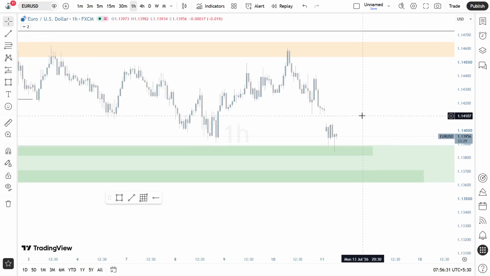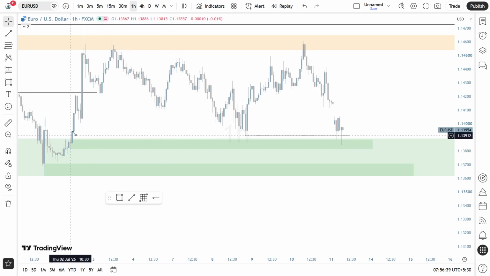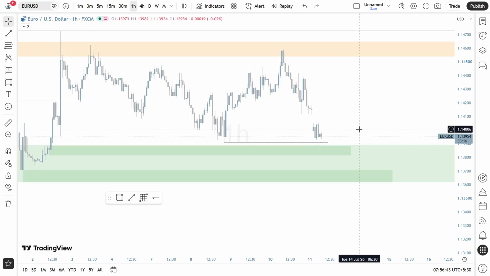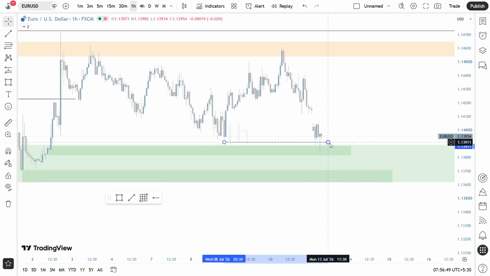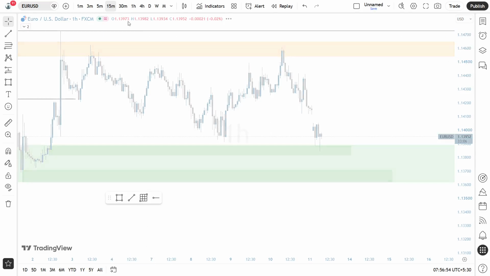As we move into the 1 hour, the price is reluctant to give a close above this low, and we are mitigating this unmitigated order block. That still doesn't confirm that we are ready to move into the upside direction. So we need to have a confirmation for that. Now let's move to the 15 minutes.